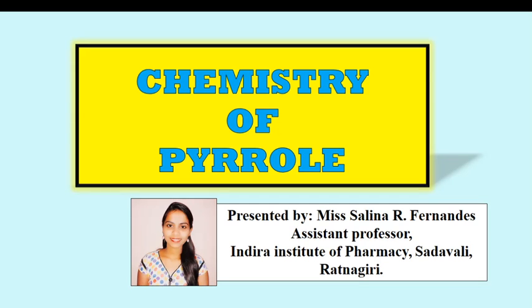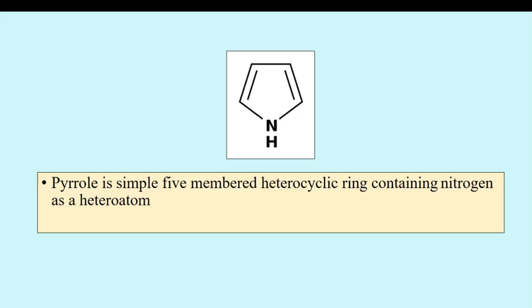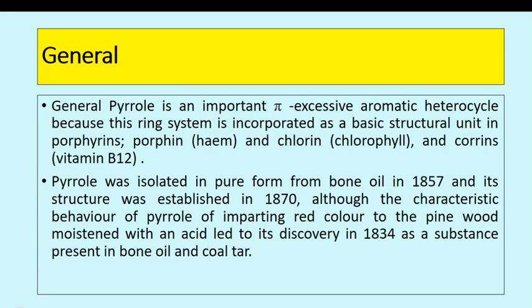Hello friends, in this lecture we are going to discuss the chemistry of pyrrole, which is a 5-membered heterocycle with one heteroatom, that is nitrogen. So this is the structure of pyrrole, which is a simple 5-membered heterocyclic ring containing nitrogen as a heteroatom. In general, pyrrole is an important pi-excessive aromatic heterocycle.